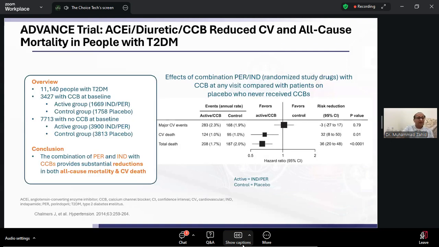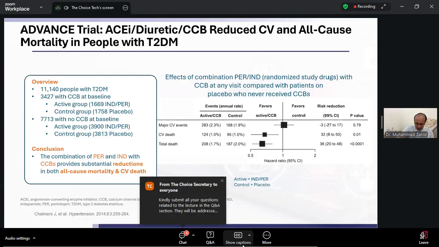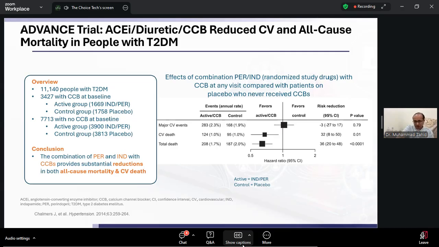Moving to another very prominent trial, which is the ADVANCE trial. Again, it was multi-center, more than 11,000 patients with type 2 diabetes at about 215 different centers in 20 different countries. And they looked at perindopril indapamide initially to start with for blood pressure control. And the primary outcome was that it reduces the relative risk for all-cause mortality by 14% and cardiovascular deaths by 18%.